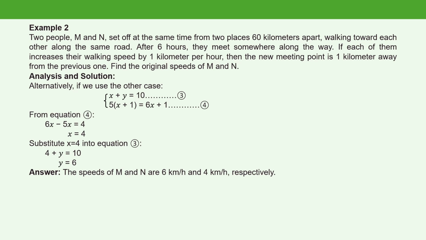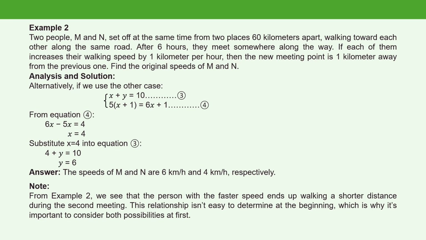Alternatively, if we use the other case to set up the system of equations. From equation 4, we get x equals 4. Substitute x equals 4 into equation 3, y equals 6. The answer is the speeds of m and n are 6 km per hour and 4 km per hour, respectively.